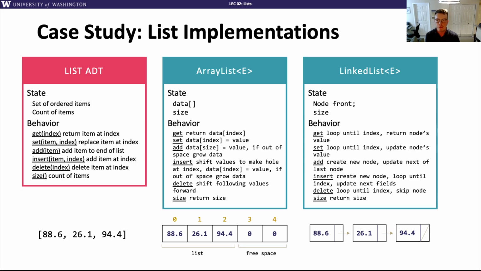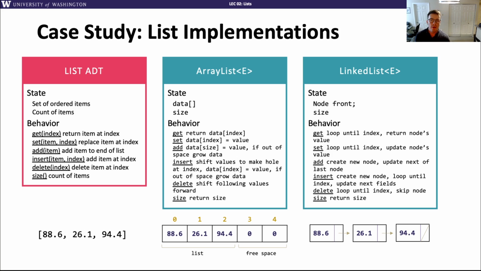Okay. So, continuing our case study, let me define what the list ADT is. It has some state, which is the set of ordered items, so element 0, element 1, element 2, and it has the number of items. It knows how many elements are in it. And it has behaviors like get an item at an index, change an item at a particular index, add an item at the end, insert an item at an index, delete an item at an index, and figure out the size.